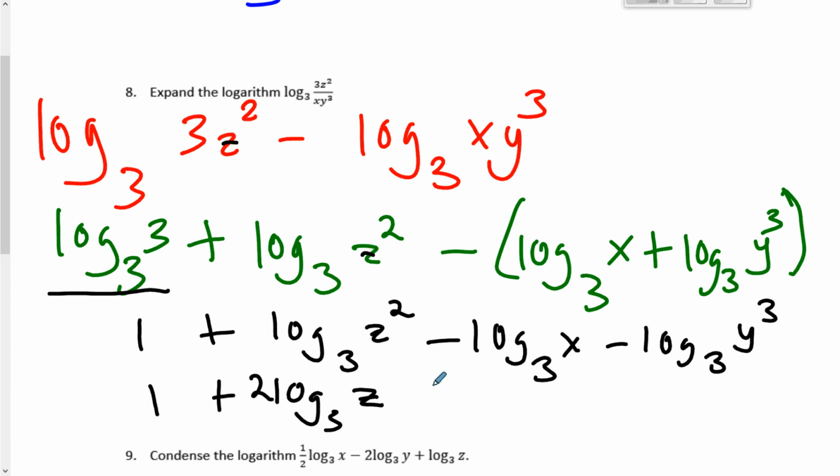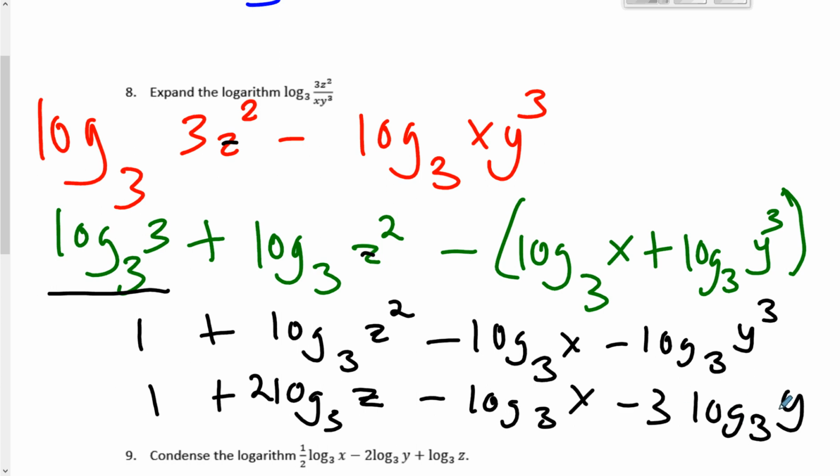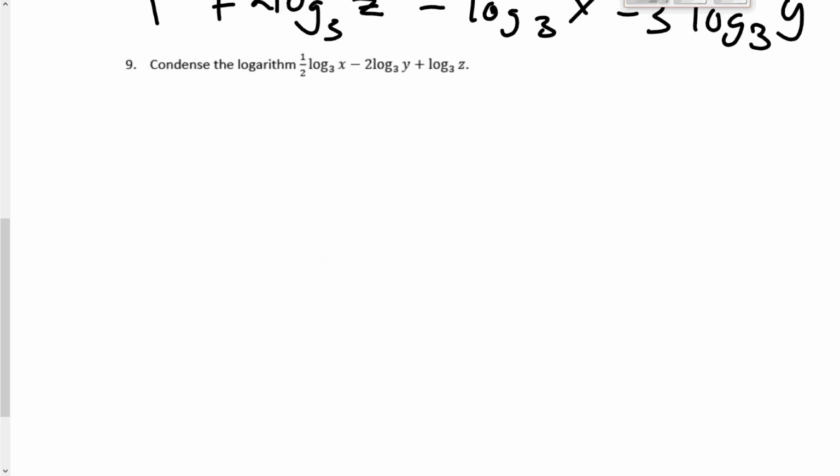Okay, minus log base 3 of x minus 3 log base 3 of y. Okay, so that's my final answer like that. Okay, so that's expanding. Now condensing.